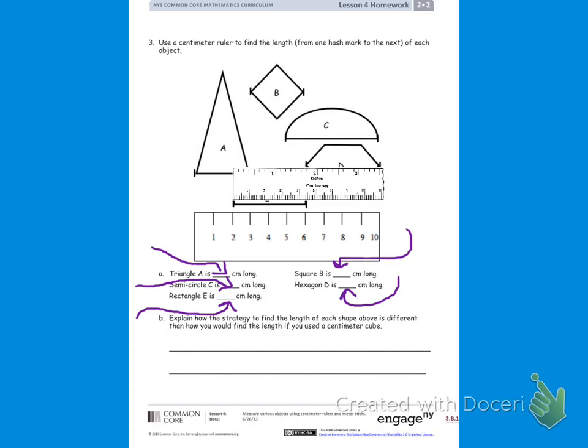This process of repeating the same step over and over again is called iteration. Well, the difference with using a centimeter cube and a centimeter ruler is when you use a centimeter ruler, you don't have to continue moving it over and over again, marking your end marks. Instead, you just lay it down and measure the line that you are being asked to measure. So with a centimeter cube, you use the process called iteration. And this is how you spell it. With a centimeter ruler, you do not use iteration.